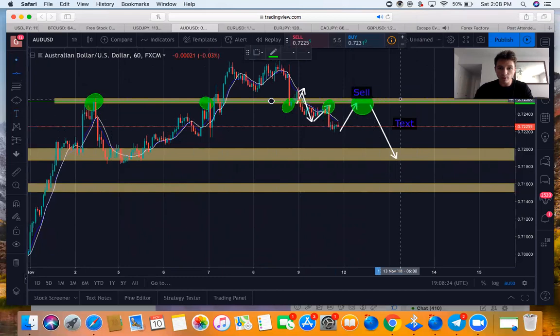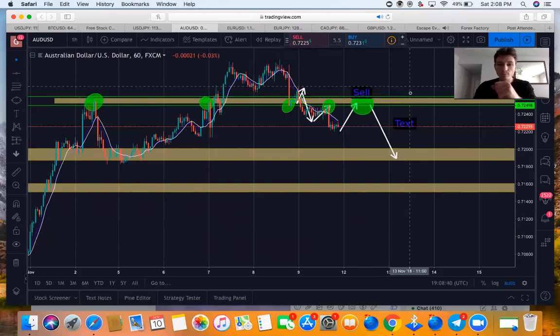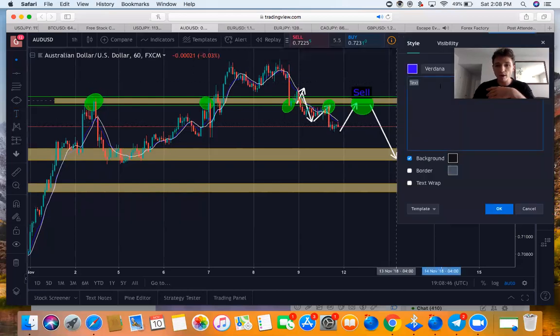So what I would do is enter this trade twice, right? I would enter this trade 2 times, one here, one here, around the zone twice. Say I had a $1,000 account. We want to risk a maximum of 5%, which is $50, okay?